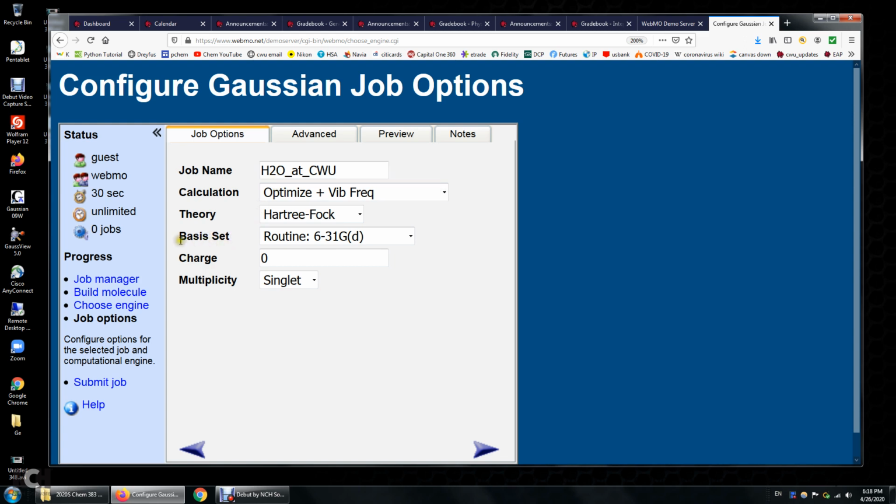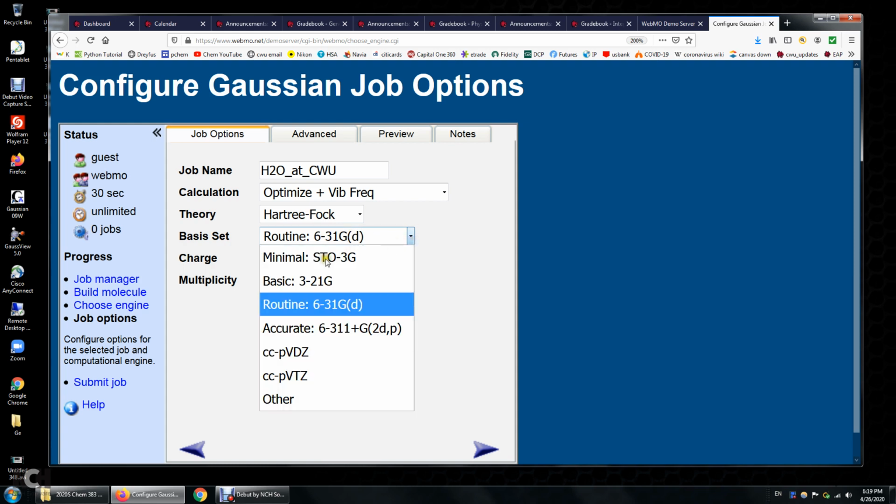Basis set. The basis set is the set of mathematical functions used to describe the waves of the electrons. 6-31G(d) basis set is a very decent basis set. It can get us fairly accurate data, but it takes longer to do the calculation with such a basis set than a minimal basis set. So we will use the minimal basis set, STO-3G.